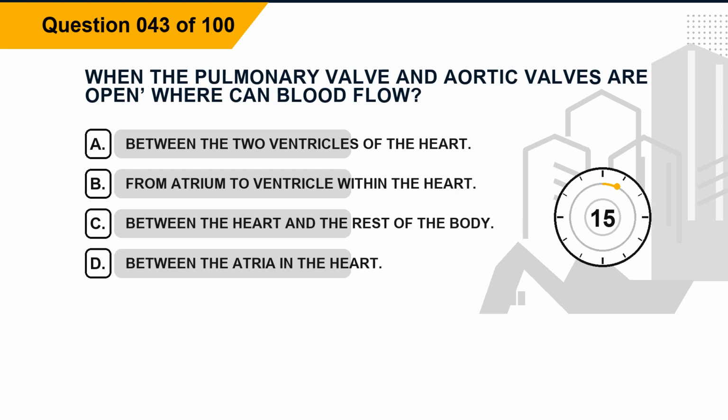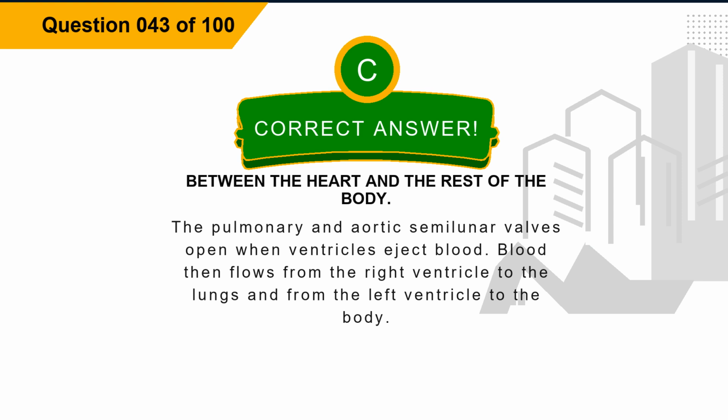Question 43. When the pulmonary valve and aortic valves are open, where can blood flow? Option A, between the two ventricles of the heart. Option B, from atrium to ventricle within the heart. Option C, between the heart and the rest of the body. Option D, between the atria and the heart. The correct answer is option C, between the heart and the rest of the body. Explanation. The pulmonary and aortic semilunar valves open when ventricles eject blood. Blood then flows from the right ventricle to the lungs and from the left ventricle to the body.